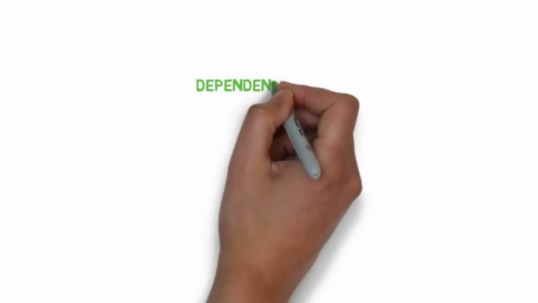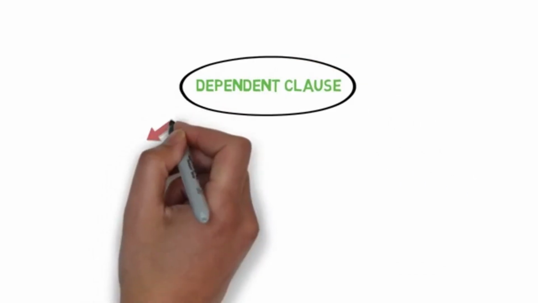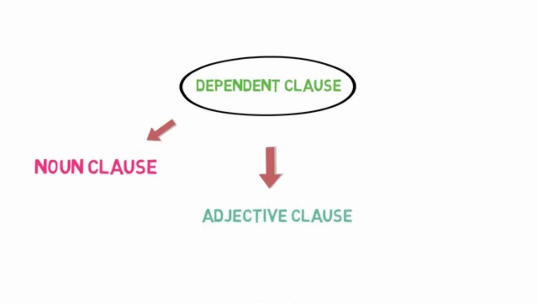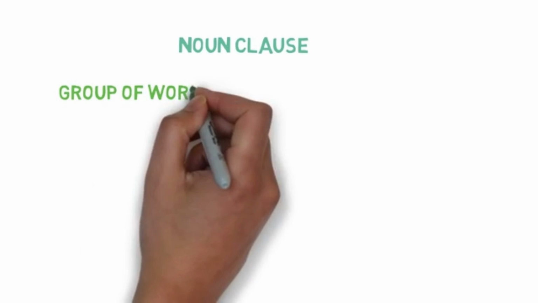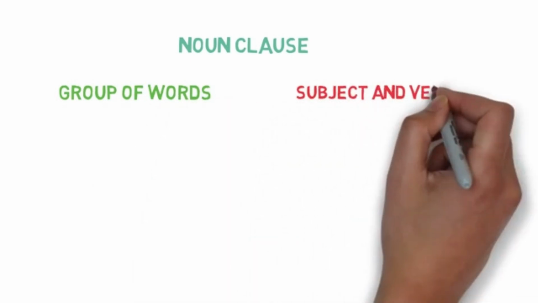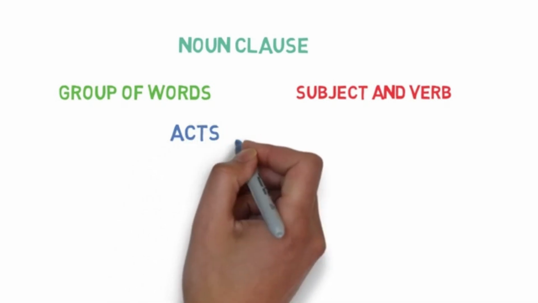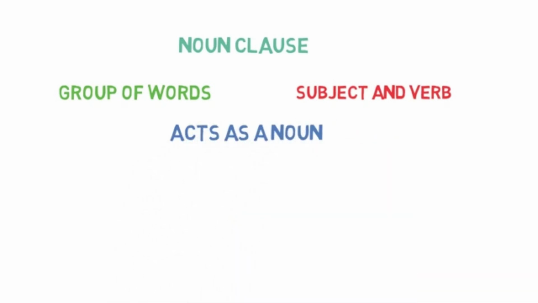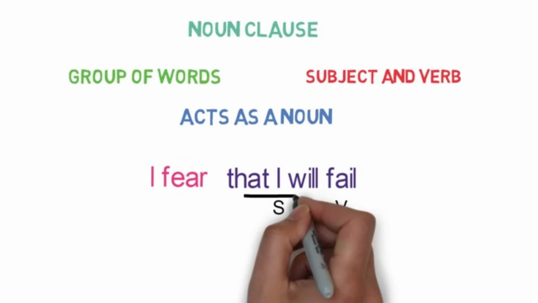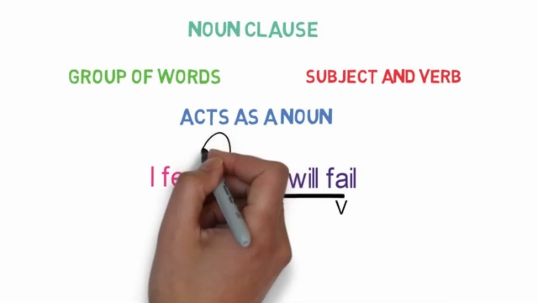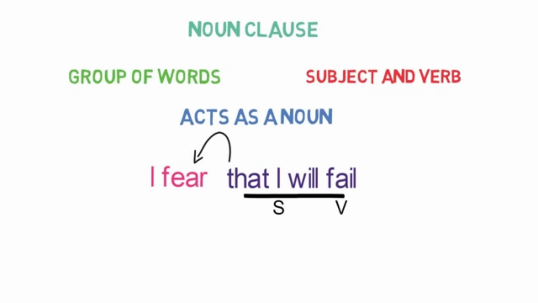Now, dependent clauses are mainly divided into three types: noun clause, adjective clause, and adverb clause. Let's discuss each of them. So what is a noun clause? A noun clause is a group of words having a subject and verb of its own, and it acts as a noun in the sentence. For example, I fear that I will fail. Here, that I will fail is a clause as it is a group of words having a subject and a verb, and the whole clause is acting as an object of the verb fear. So it's a noun clause.